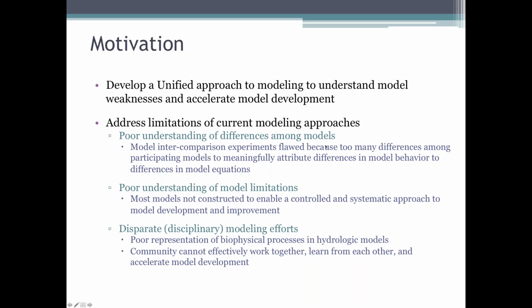The problem with using a lot of different models is that when you run a model intercomparison experiment, and we'll read a paper of one of the early intercomparison experiments later in this class, there were so many differences among all the participating models that it's pretty much impossible to figure out which difference was due to what. It was due to so many differences in model equations that the end result was, yes, models are different. We still don't know what's a good model and what's not.